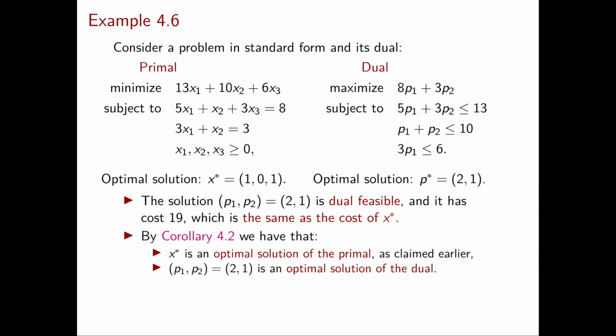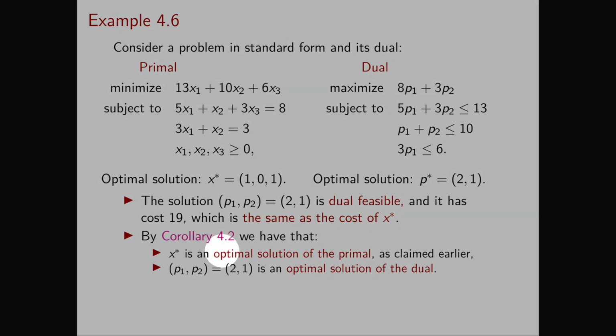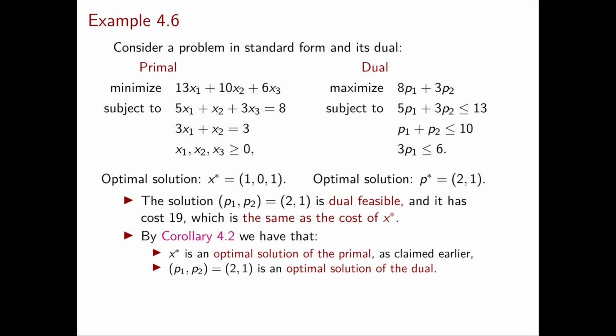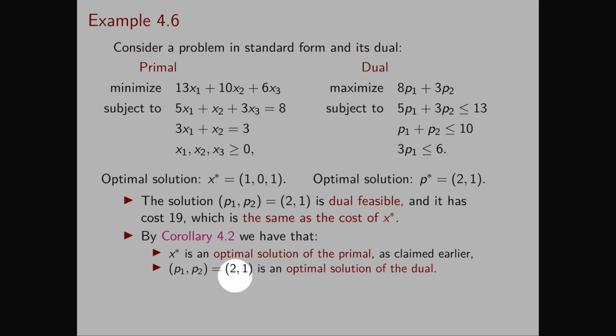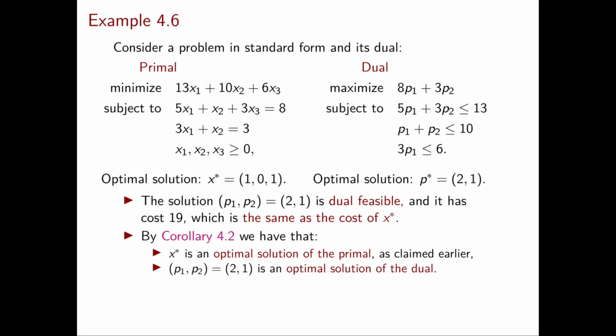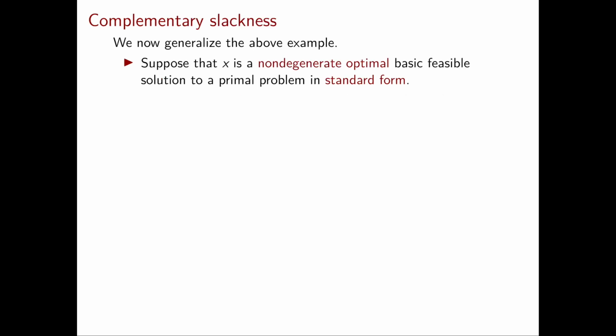At the beginning of the example, I told you that x star was optimal, and now finally we have shown it. On top of that, we have shown that the solution 2, 1 is an optimal solution of the dual. So once again, as promised before this example, the unique optimal solution for the dual that we obtained is also an optimal solution. Now that we've understood how things work out in an example, let's prove this in general.